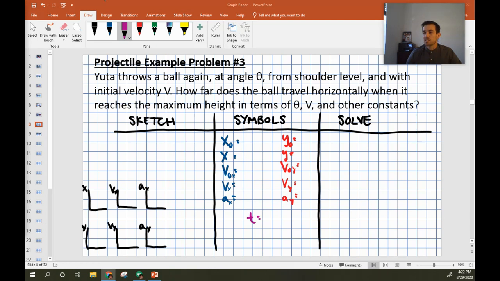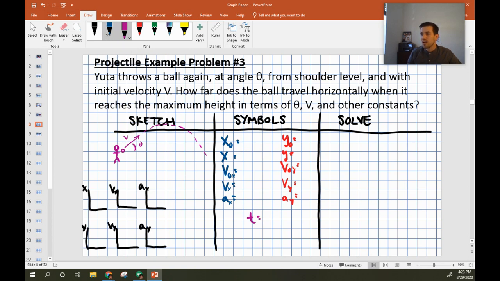But anyways, moving on. So let's draw Yuta, that lovely, lovely human being. Oh, he ended up being purple. I thought I made him black, but it decided to make it purple. Purple. We don't judge. So he's throwing that ball from shoulder height. It's going at some angle. We have the angle there, and there's the projectile motion.